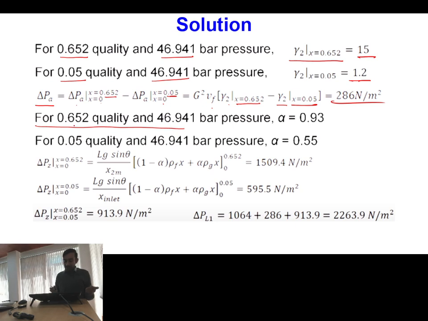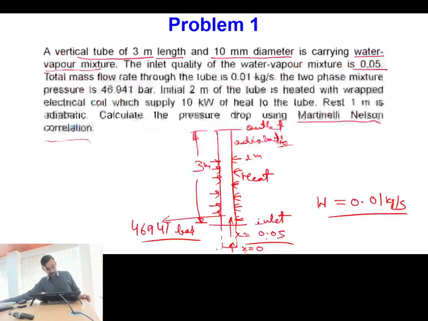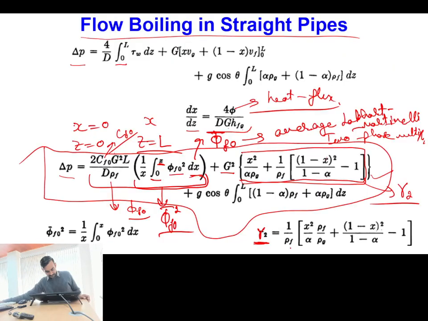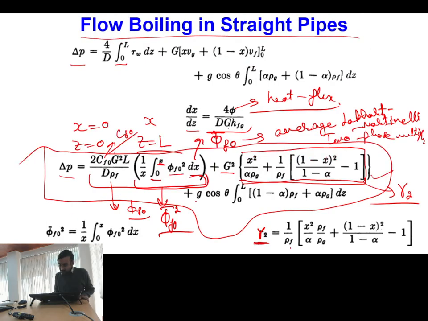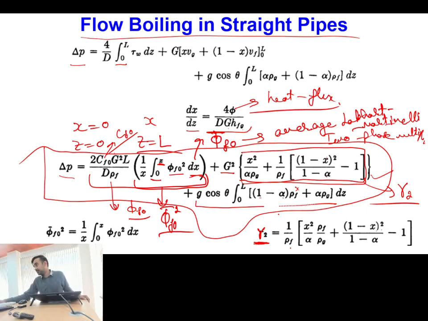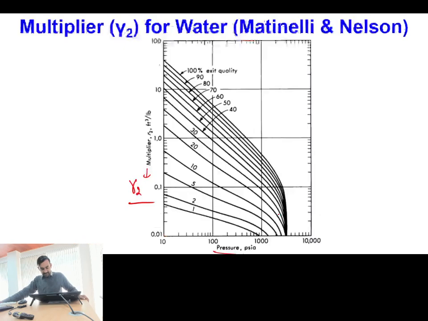Then again what I need to do now, I need to calculate further the third component. What is the third component? This is the third component. G cos theta, 0 to L, 1 minus alpha rho f plus alpha rho g into dz. So it means, of course, this 0 to L integration will give me x over here. Okay. So what is alpha? Alpha is nothing but void fraction. So I need to determine the void fraction also.